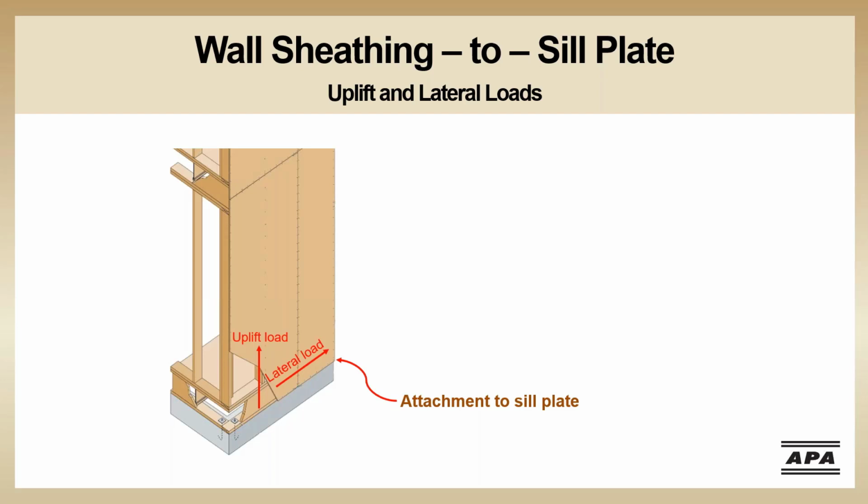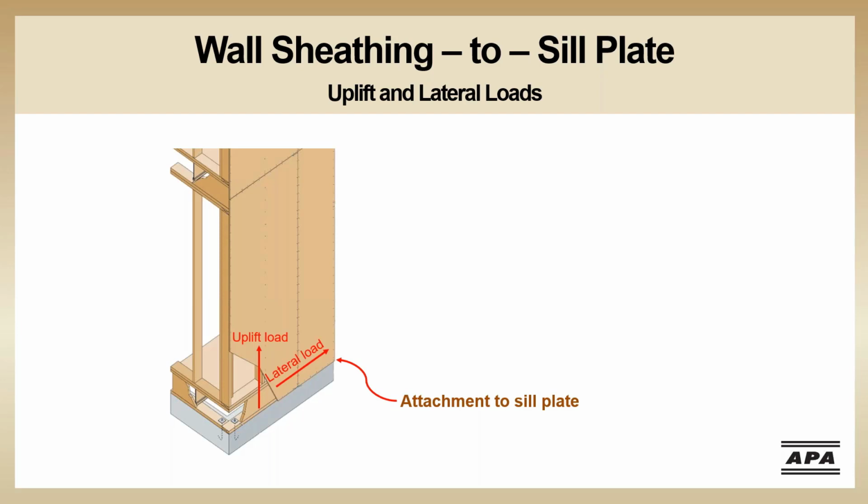At this point, both loads are transferred into the sill plate through the fasteners at the base of the wall sheathing. APA has observed a lot of homes where the sheathing was not attached to the sill plate. This makes it impossible for the wind load to be able to move into the foundation, and a failure of the lateral system is almost guaranteed to occur at this location during a wind event.